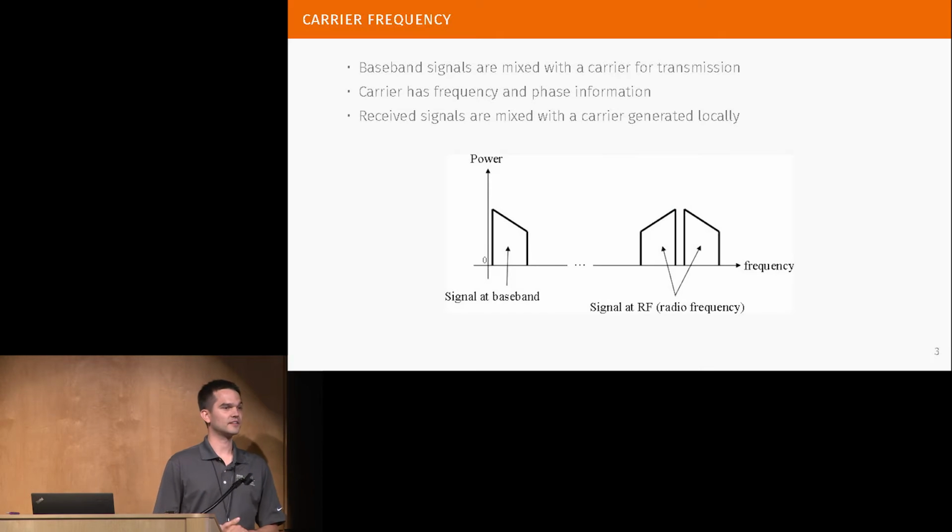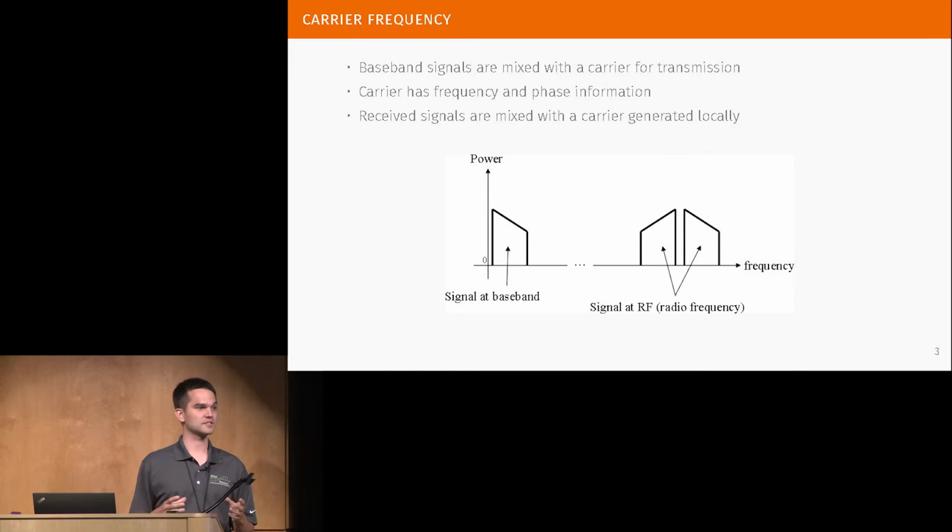So jumping right in, probably everyone here is familiar with this, but we generate a baseband signal and we mix it up to a higher frequency, or the opposite when you're receiving. So you have a carrier on the transmitter and a carrier on the receiver, and this has frequency and phase information. We're going to start off by talking about the frequency information. Again, this is probably pretty obvious, but people do trip up on this.